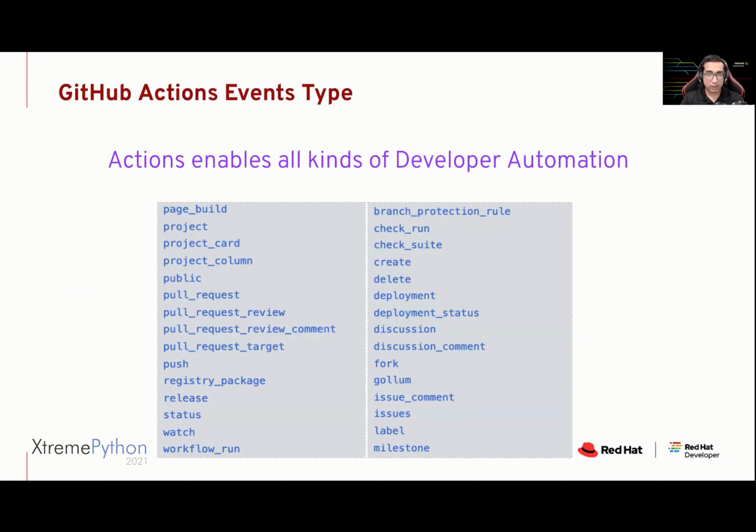There are a lot of event types that GitHub supports right now, so you can take a look on their website. Creating forks, writing issues, creating a pull request, and lots of other event types are available, which gives you the power to automate your own workflow cycles.